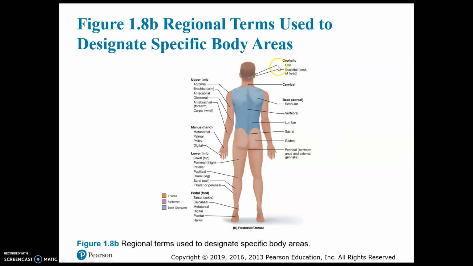Then we have the otic region, which is the ear, the occipital region, which is the back of the head. The cervical again is the neck, the scapular, shoulder blade, vertebral is the spine, lumbar is lower back, sacral is just right here where your sacrum is, which is the lower part of your vertebrae. Gluteal or buttocks region, perineal, which is between the anus and the external genitalia.